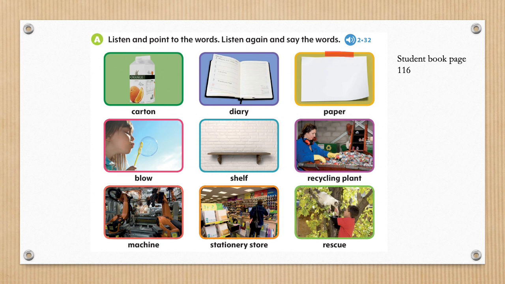Next we have paper. Paper is made from wood and is used to write on. We use paper every day in the classroom when we write in our books. Next we have blow. Students, blowing is when we blow out air from our mouth. We blow bubbles and blow up balloons.